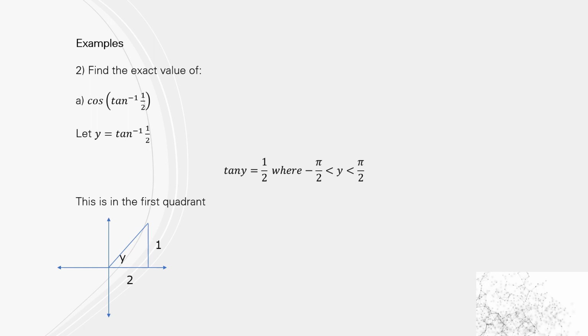So tan is 1 over 2. Now we're going to use Pythagoras to find the length of the hypotenuse. When we find the length of the hypotenuse, that's the square root of 5. So cos of tan⁻¹ of 1/2 is cos of y, and then using our triangle, that's equal to adjacent over hypotenuse, which is 2 over √5.